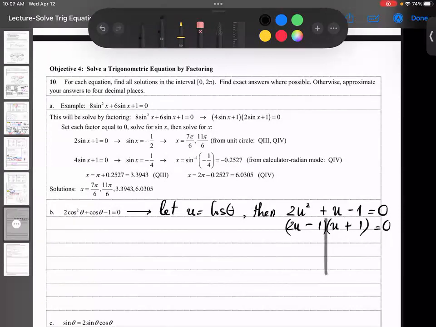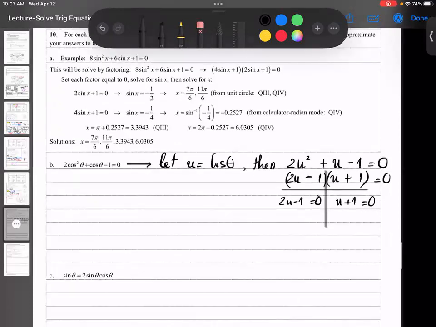Do you guys know how to solve this? Okay. So this implies 2u minus 1 equals 0, or u plus 1 equals 0. Add 1, divided by 2, u equals 1/2. Subtract 1, u equals negative 1.